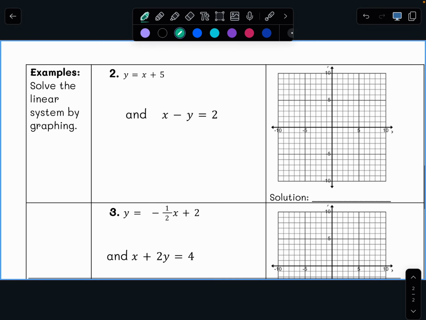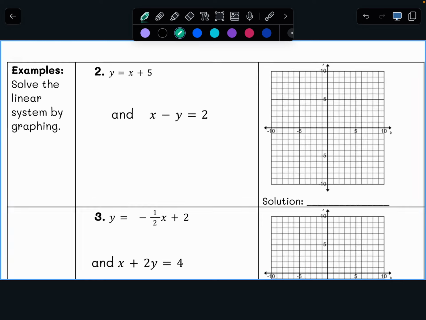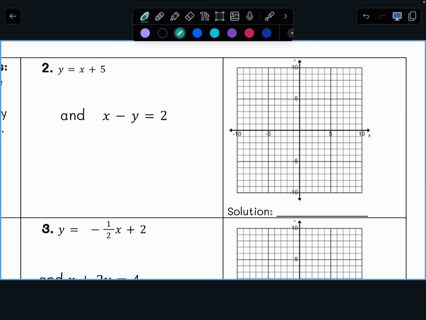Example 2. We have y equals x plus 5 and x minus y equals 2. So my first equation is already in slope-intercept form. b is plus 5, which is here on the y-axis. m, again, is just 1. So m is 1, or 1 over 1, which is up and right. So we'll go up and right, up and right. I'll plot a few points here, and then I can graph the line.